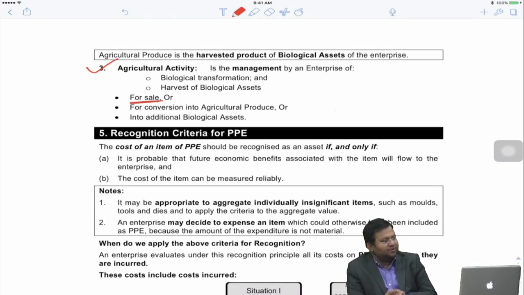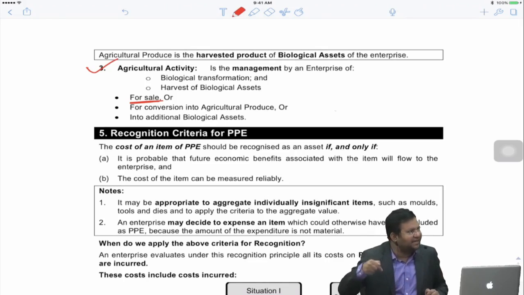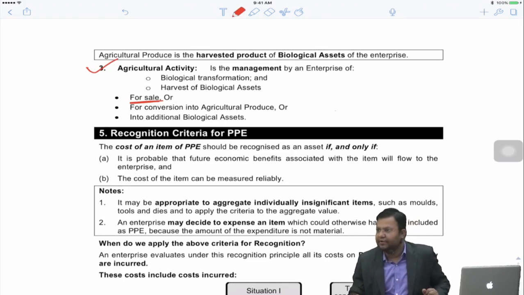I am a transport company. I have purchased a software for the purpose of issuing tickets to the passengers. Is it a property, plant, equipment? Yes, says an illiterate public. Property, plant, equipment is a tangible item. Software is a tangible item.